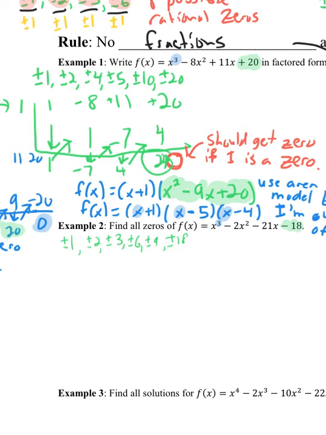And I can find all of the zeros. There's x cubed minus 2x squared minus 21x minus 18, and I can see all my zeros. There's a -3, a -1, and a 6. So x equals -3, x equals -1, x equals 6. I'm going to write those down on my paper. Those are the actual zeros. Okay, -3, -1, and 6.